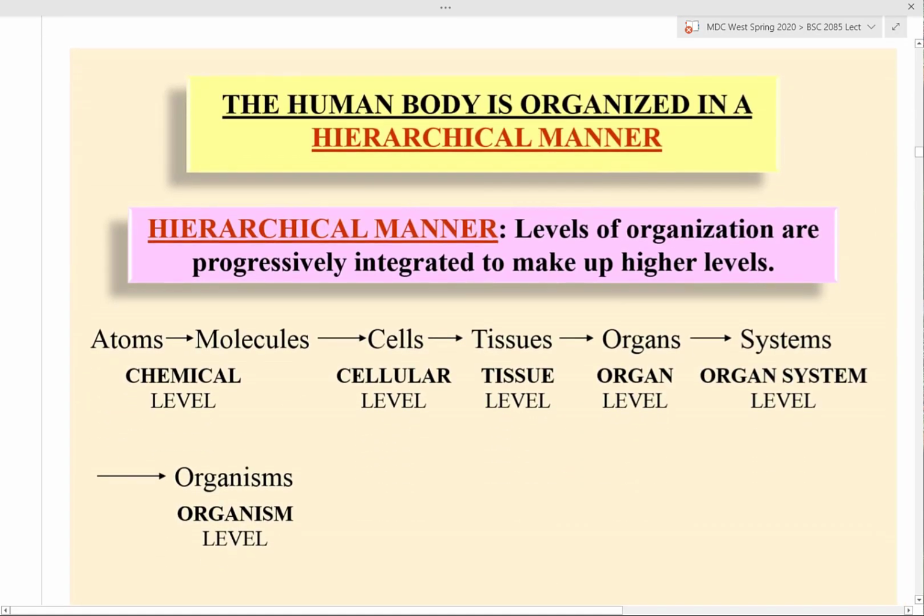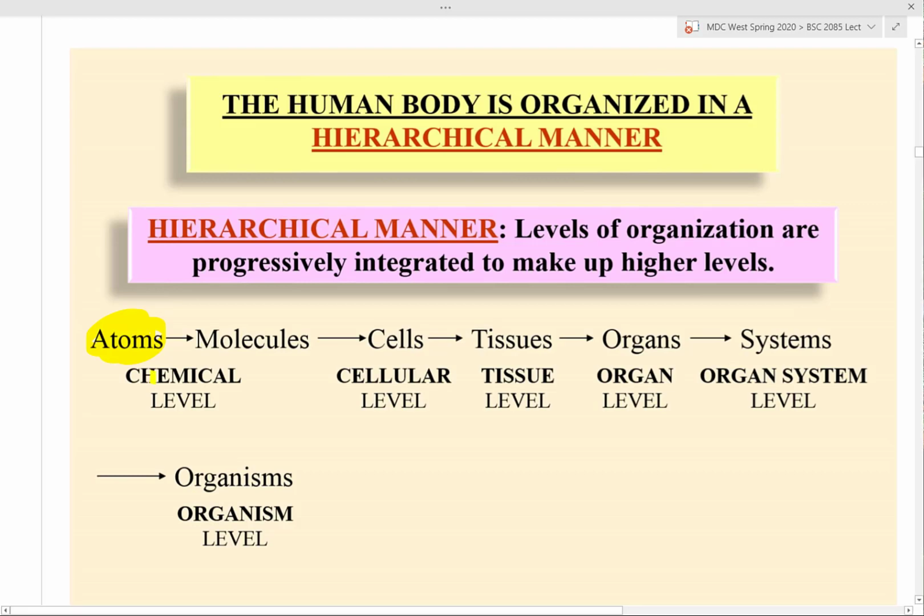So the human body is organized, of course, in a hierarchical manner, and by the book, the smallest one is atoms. Again, inside atoms, what do we have? Subatomic particles. Sub means underneath, like subway. A subatomic particle is something smaller than an atom, the structures that make the atom. That is electrons, protons, and neutrons.